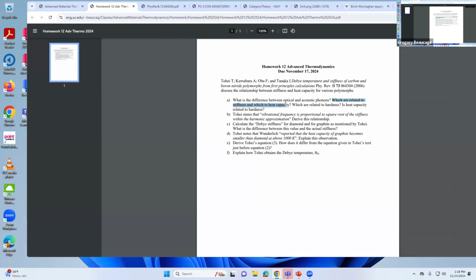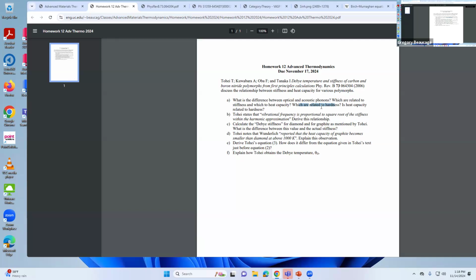So both are related to stiffness. They both contribute to stiffness. And they both contribute to heat capacity because they're eating up energy. But neither is related to hardness, because hardness involves not vibrating the crystal, but ripping the thing apart. So that's like the bond strength. It doesn't have to do with vibrations.